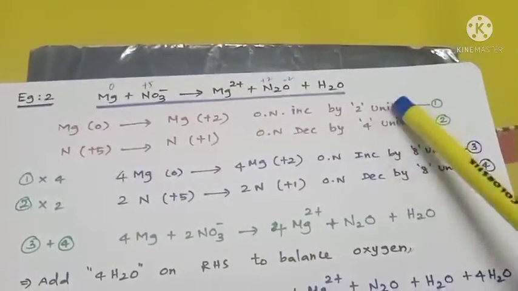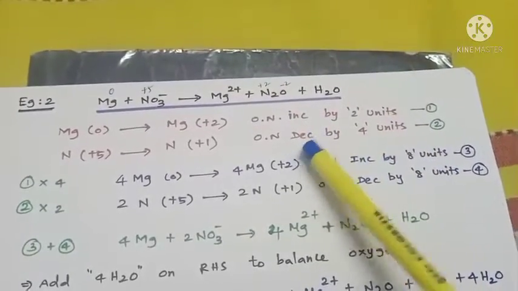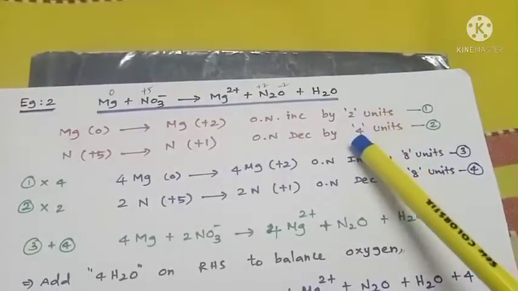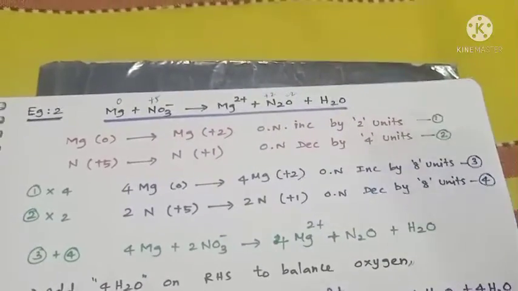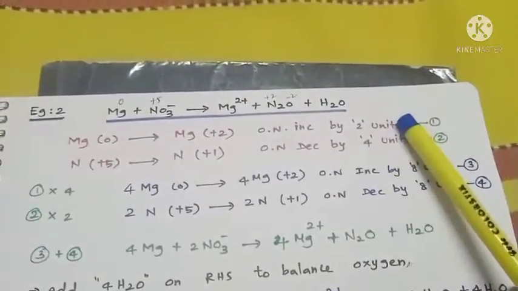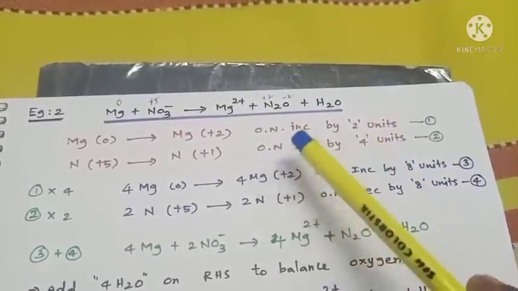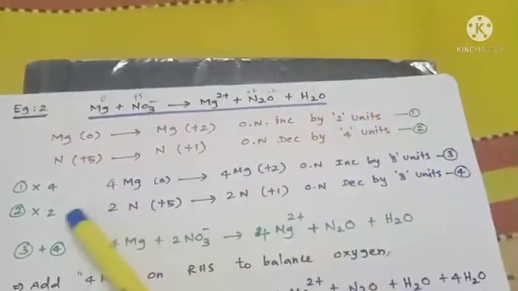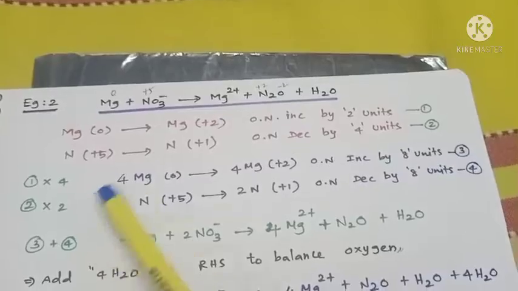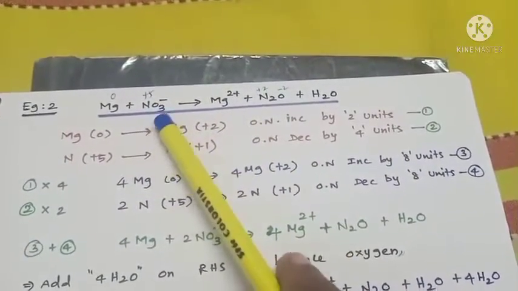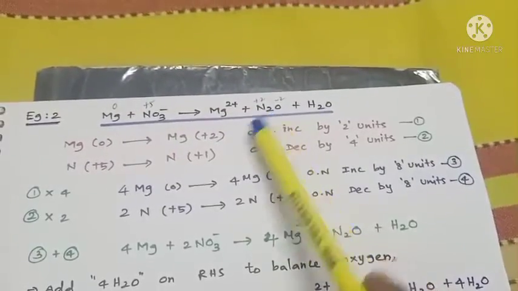Now look at the 2 equations. The oxidation number is increased by 2 units but decreased by 4 units, so they are not equal. You have to equalize. What we are doing is multiplying equation 1 by 4 and equation 2 by 2. The reason: on the left side the nitrogen number is 1, but on the right side there are 2 nitrogen atoms.